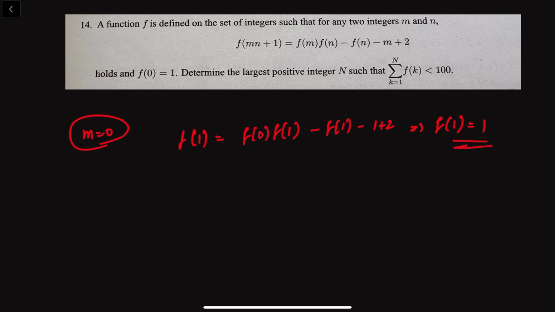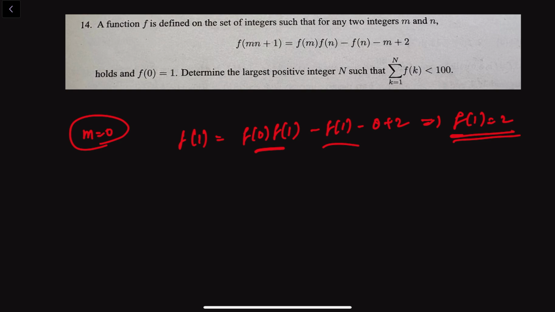So if I substitute m equals 0, we were already given that f of 0 is 1. So f of 1 is equal to f of 0 into f of 1 minus f of 1 minus 0 plus 2. Since we have f of 0 as 1, these two will get cancelled and you will be left with f of 1 is 2.